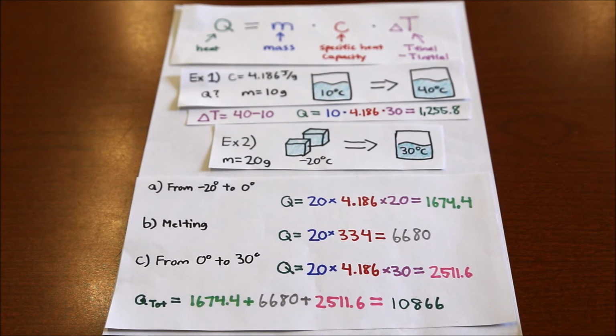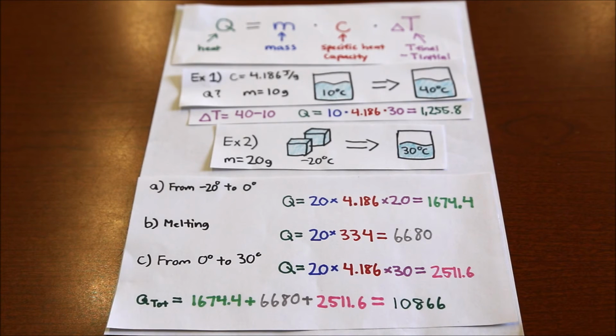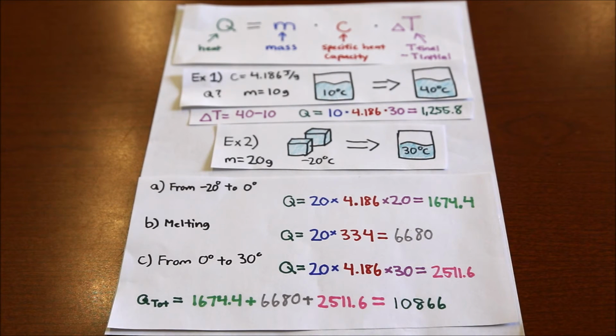There are three parts to this. First, from negative 20 to 0 degrees, second, melting, and third, from 0 to 30 degrees. We set up the three equations individually and add up the total Q and get 10,866. Notice how melting required the most heat. This proves that melting takes more heat than heating up.